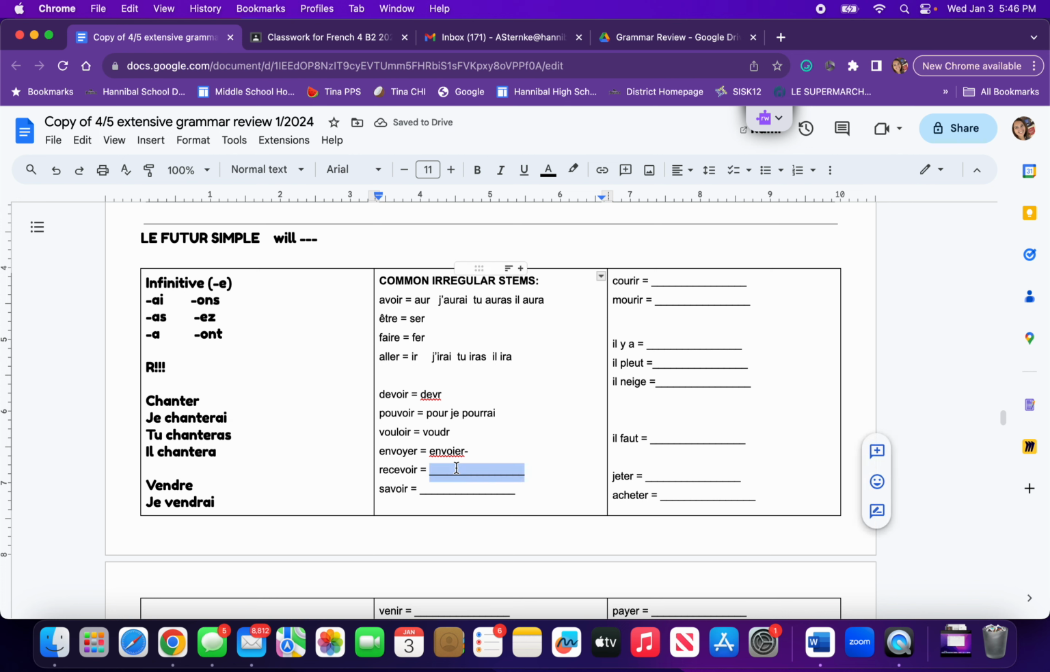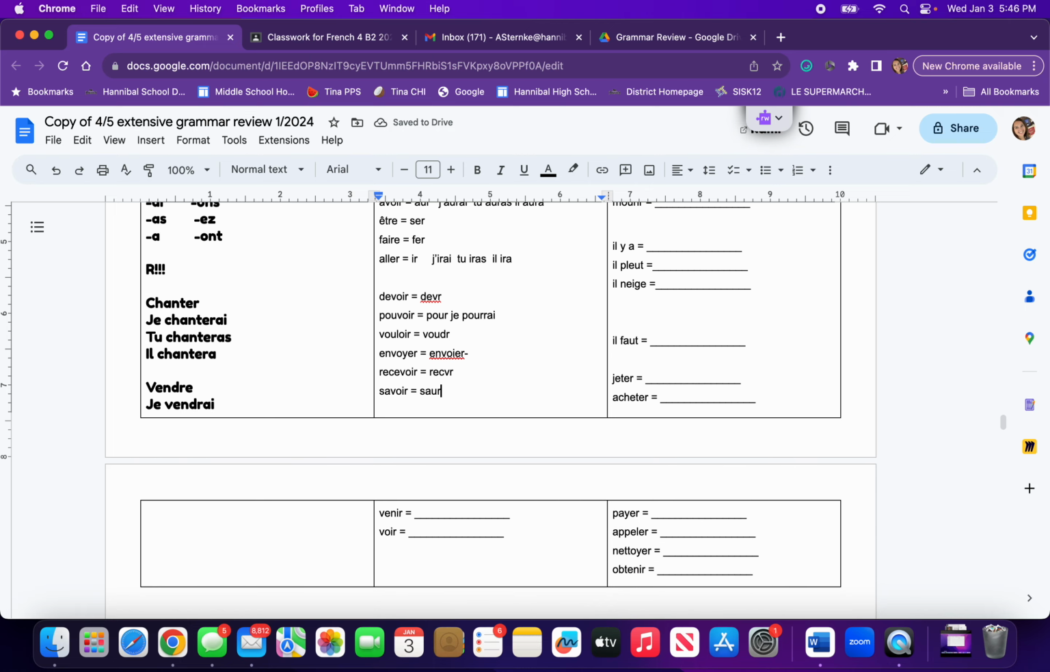Okay. Recevoir, RECVR. Okay, RECVR. Savoir, oh my gosh, SAUR. It has been a long time since I have looked at these. If I find some of these to be incorrect, I'll let you know. I'm pretty sure it's right.